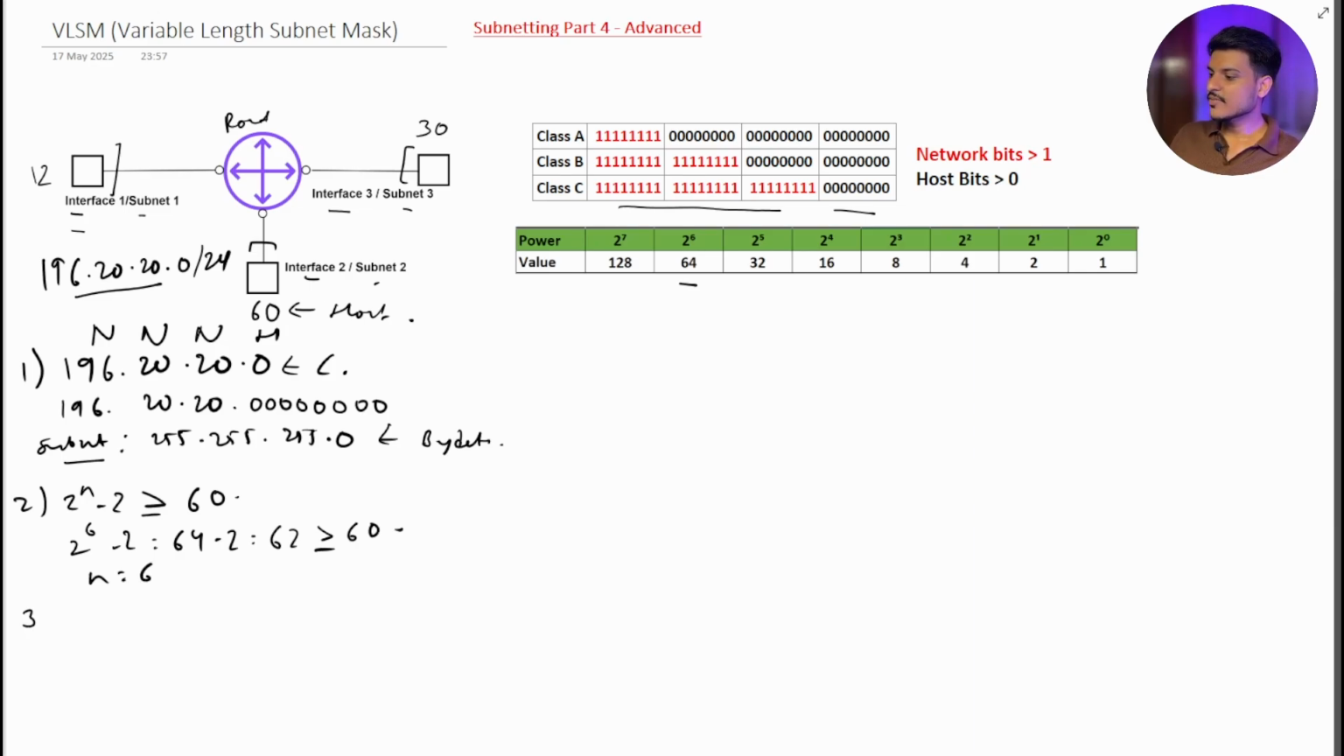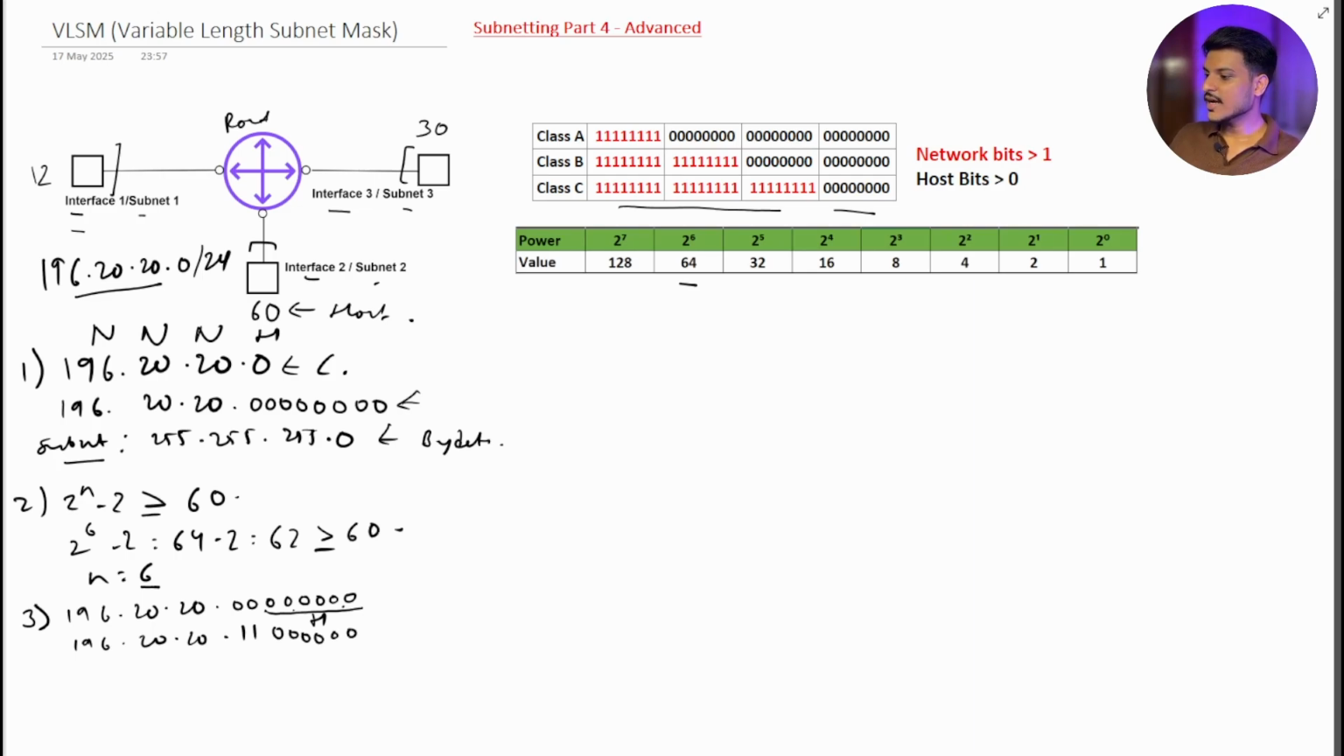Now in the third step, we have to write this IP again: 196.20.20.00000000. As our n value was 6, we have to give 6 bits to host. From right to left we give 6 bits to host, up to here it will be for host, and the rest we give to network. So 196.20.20, 2 bits for network and 6 bits for host.